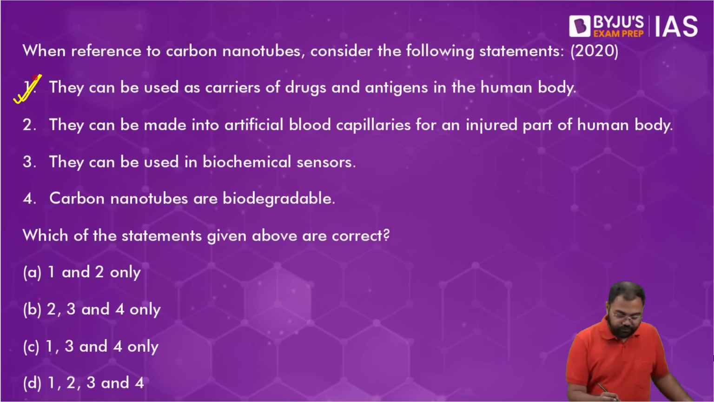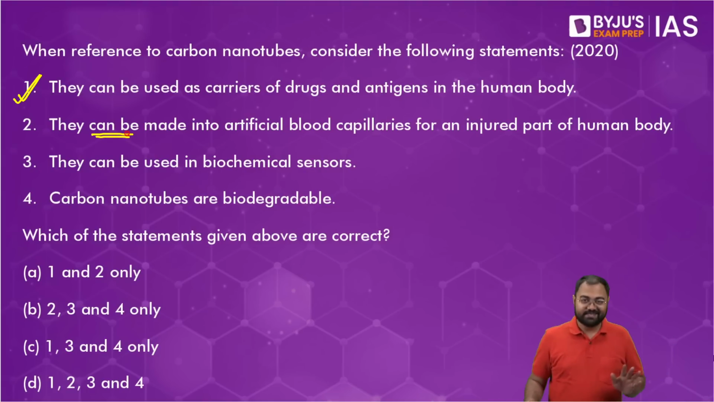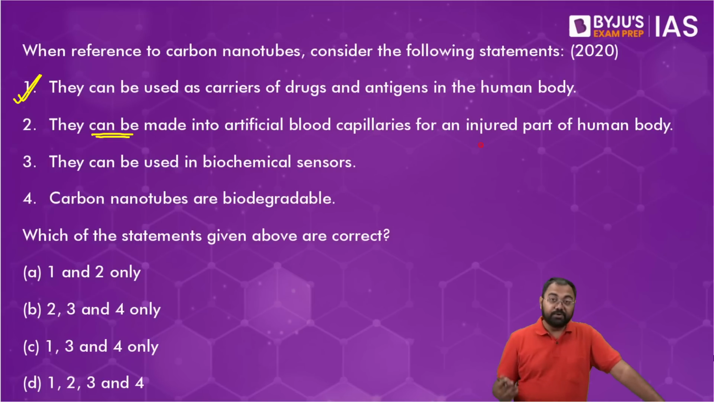All right. So first and foremost, here it says "can be." Now, "can be" has infinite possibilities. As I told you, with these kinds of things you cannot really say that "can be" is wrong unless you have a very strong reason to say why this "can be" is wrong. So they can be made into artificial blood capillaries for an injured part of the human body. Now, have we done something like this until now? The answer is no, we haven't. But can we say that in future also we will not be able to do something like this?